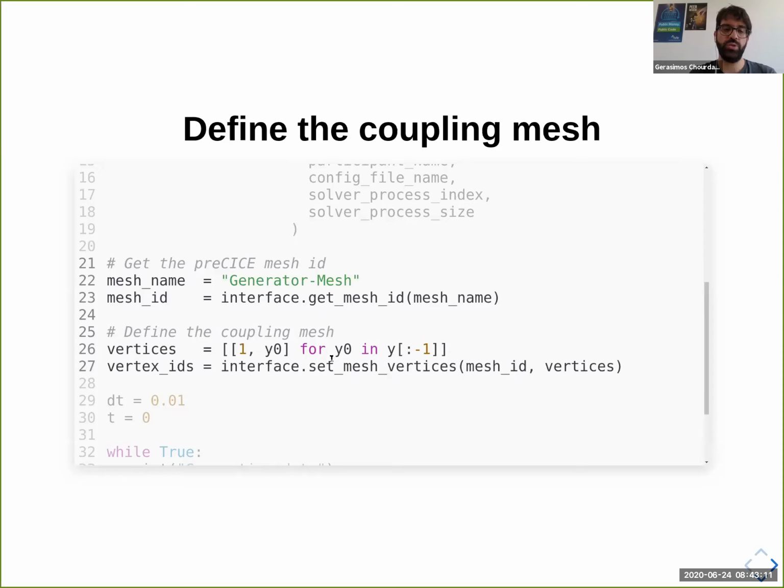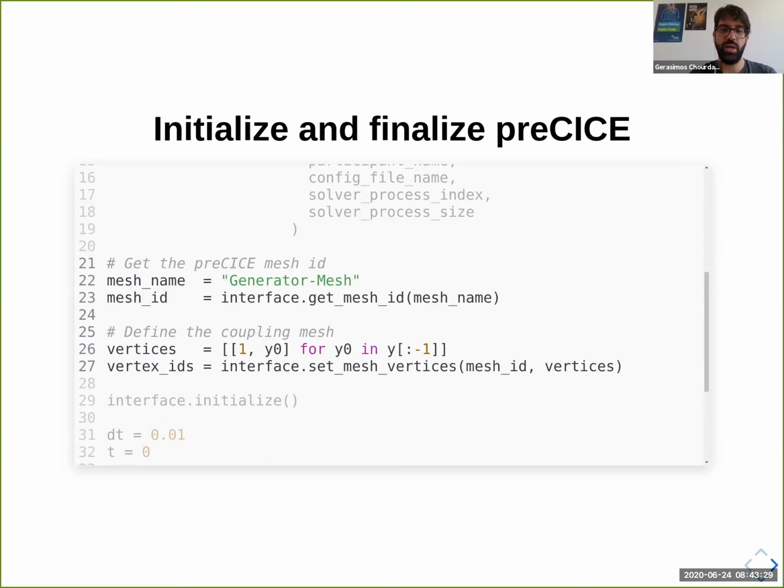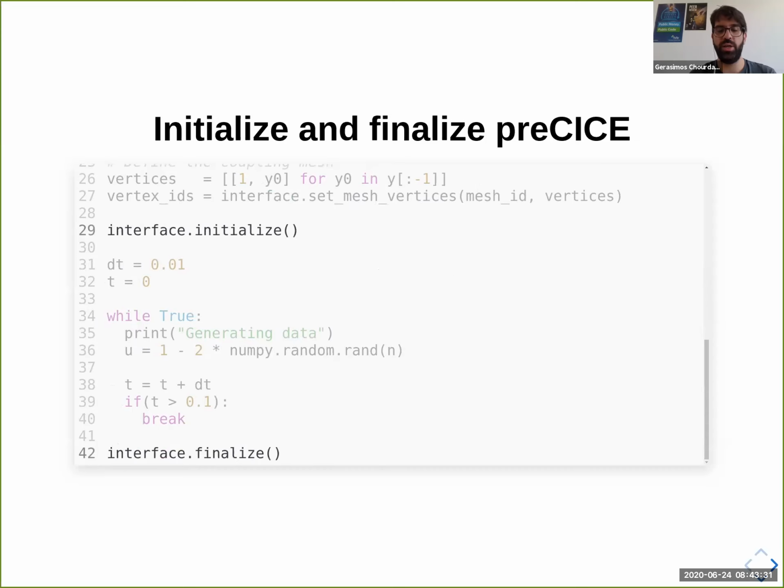Then we need to actually define the coupling mesh on the boundary of our domain, which is the same nodes that we are using. Then, after we set the mesh vertices for this mesh, it's time to initialize and finalize preCICE. In the initialization, the two participants find each other and exchange some first information. And in the finalize, all the communication channels are destroyed.